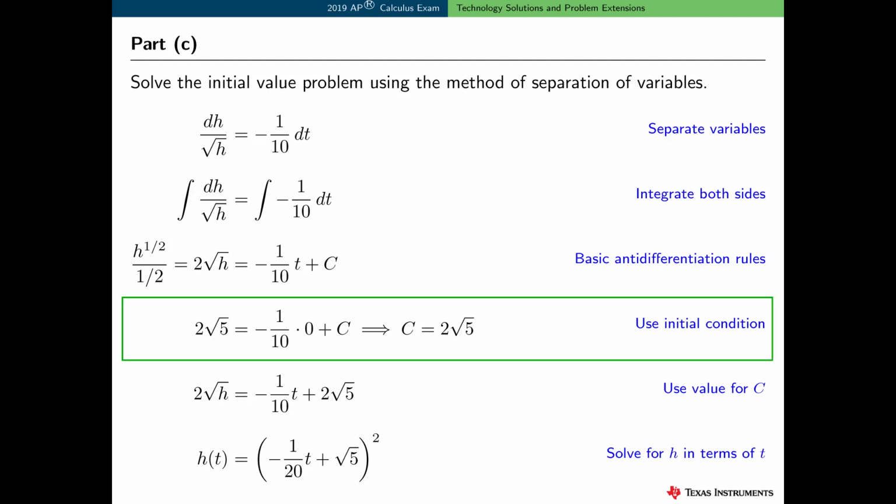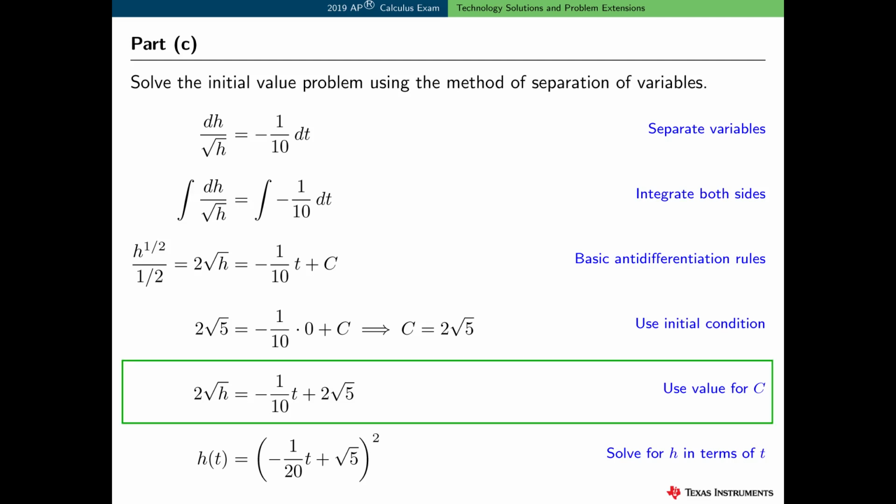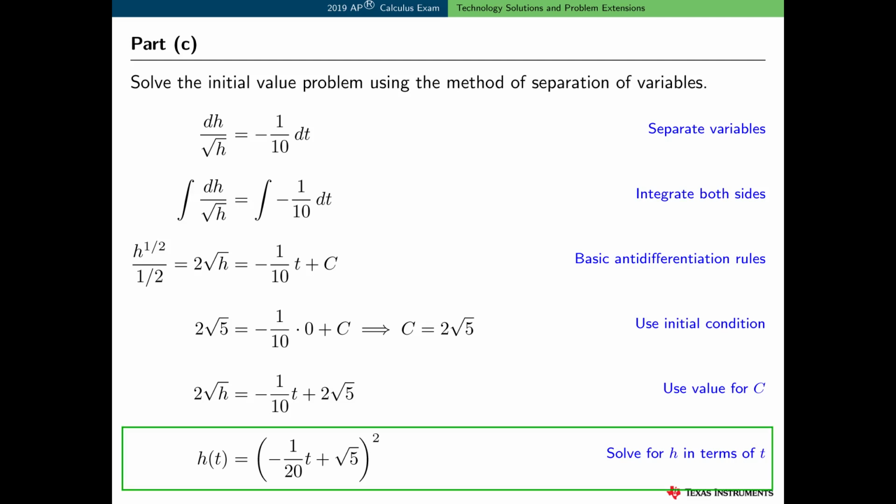Next, I used the initial condition, so I let t equal 0 and h equal 5, and I solved for c. Use this value of c in the expression relating h and t. And then finally, find an explicit expression for h in terms of t.